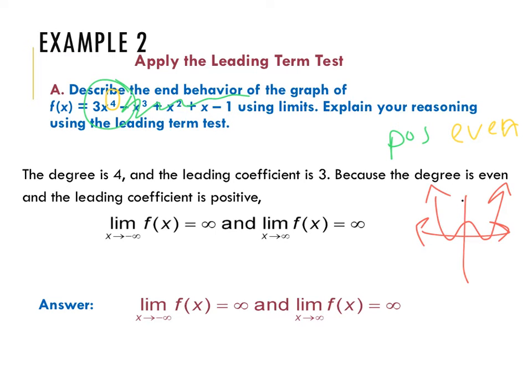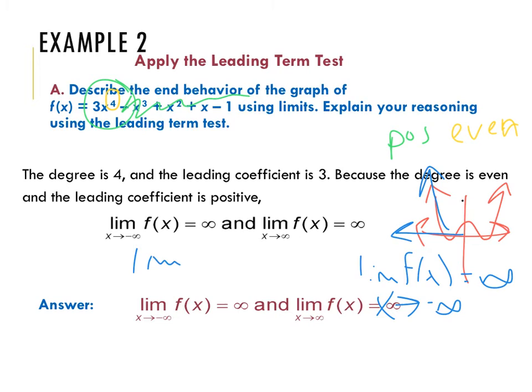That's positive even. So because it's positive and even, I know that the limit of f of x as x approaches negative infinity, as x is approaching negative infinity, what's happening to my function? It's going up to positive infinity. And the limit of f of x as x approaches positive infinity will also be positive infinity because it's going right back up. Okay, so that's all leading term test is, just taking a look at your leading term and being able to describe end behavior from that.